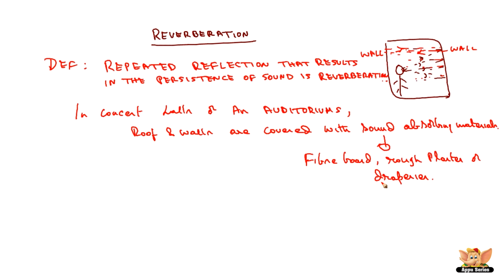This is used even in houses when the sound is too much, when the balconies are open. They use draperies for windows and balconies, so that the sound that is coming up from the roads, from the streets, will get diminished. The absorption will take place here.